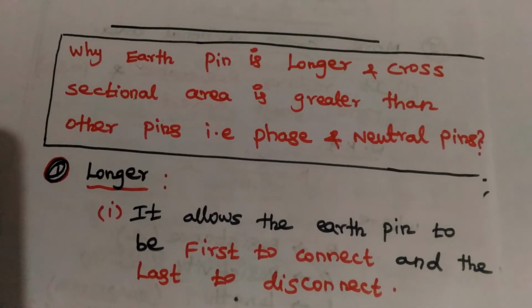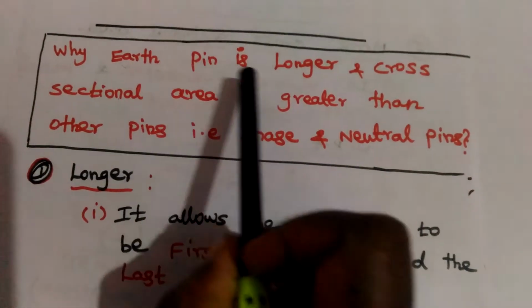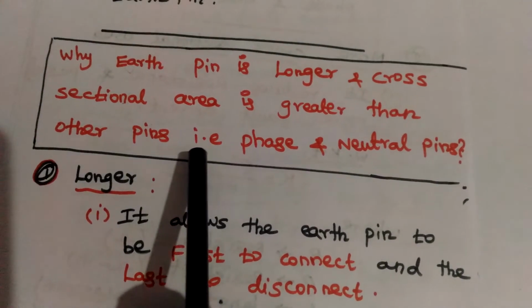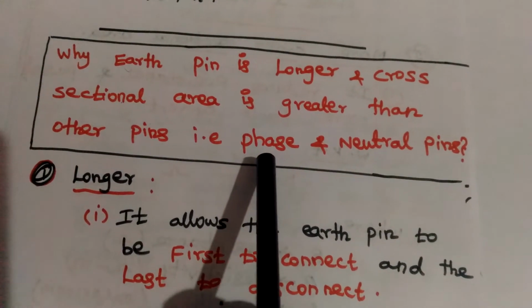In this video, we will see why the earth pin is longer and its cross-sectional area is greater than the other pins, that is, the phase and neutral pins.